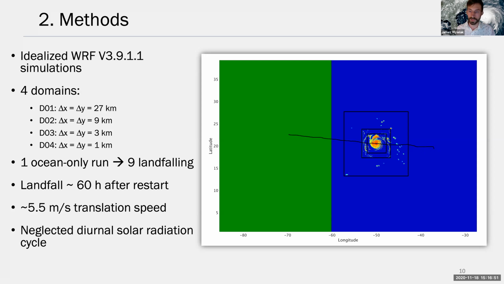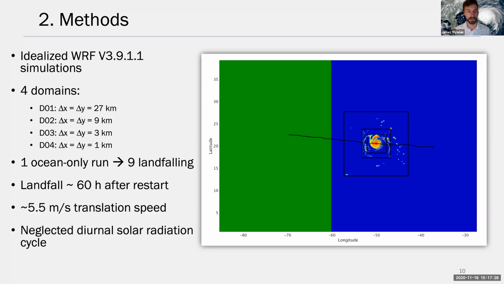After about 3 days of running that, I paused it and reran it 9 more times with 9 different land masses initialized in the western part of the domain. So this big green square, or rectangle, represents what my land mass looked like. A very simple coast, featuring no bathymetry too, I should mention. So then I restarted with these 9 different land cases. And in each case, landfall occurred about 60 hours after restarting, resulting in a pretty consistent translation speed of 5.5 meters per second.